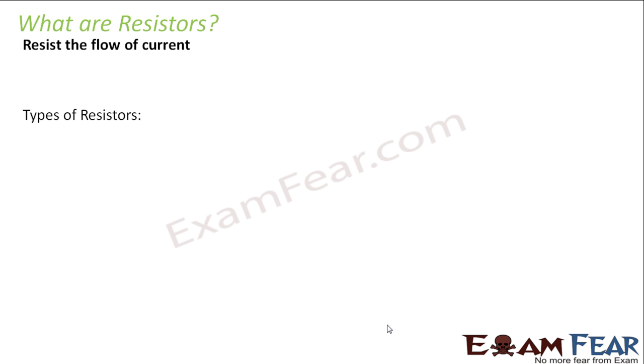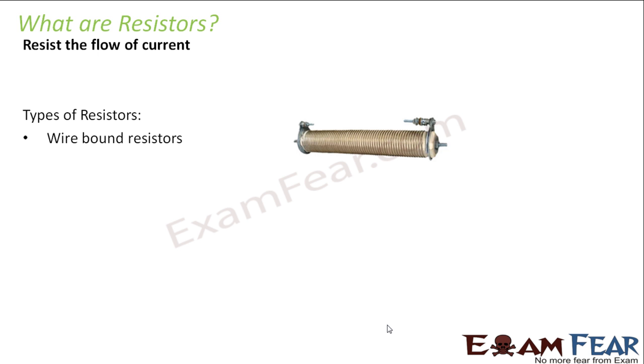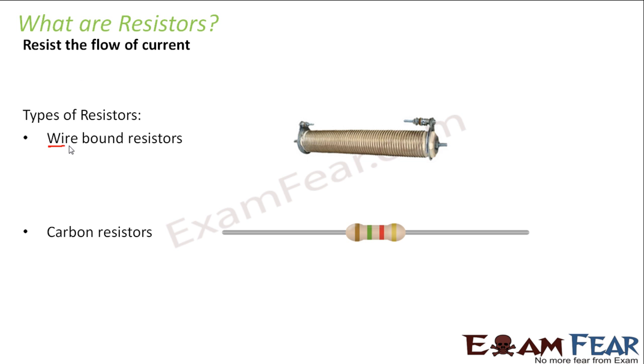When I talk about types of resistors, we basically have two types: one is the wire bound resistor and the other one is the carbon resistor. I'm not sure if you have observed wire bound resistors in your laboratories or not, but carbon resistors are very common. I am very sure that you have already seen these carbon resistors, right? So what are wire bound resistors and what are carbon resistors?